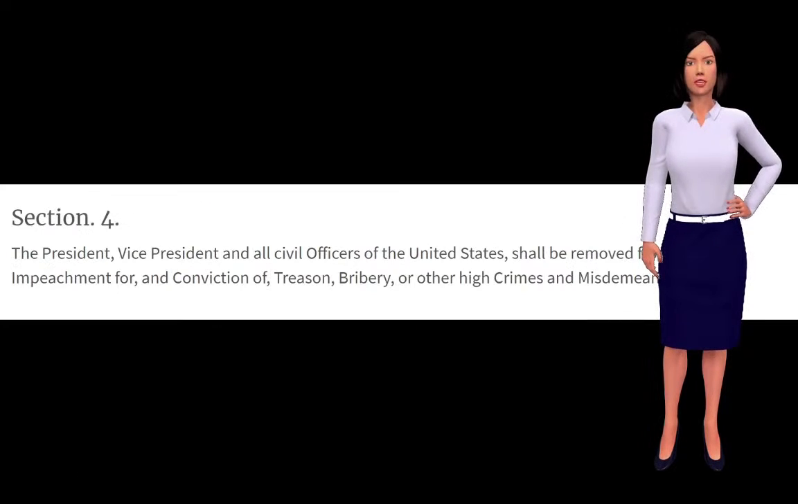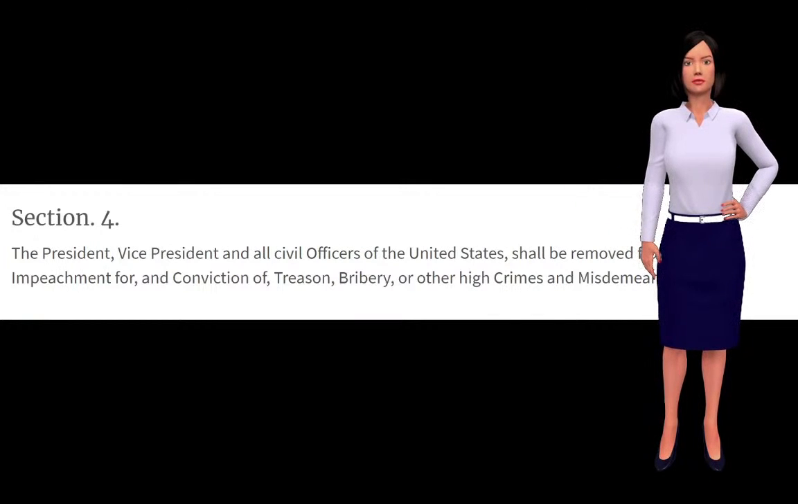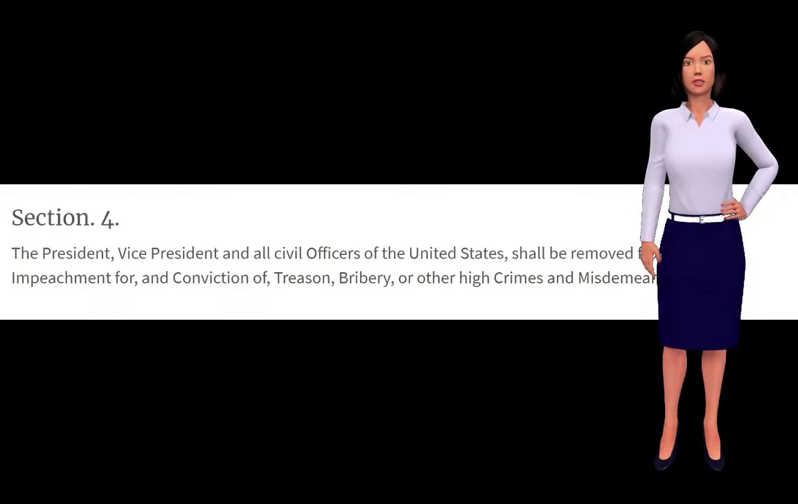Section 4 explains how the President, Vice President and all civil officers can be removed from office. The current cabinet of the executive branch includes the Vice President and the heads of 15 executive departments.